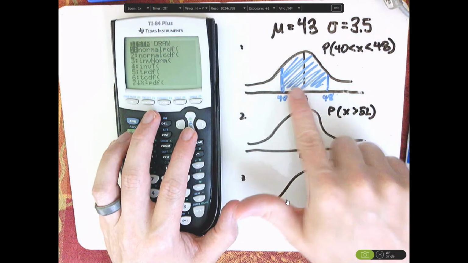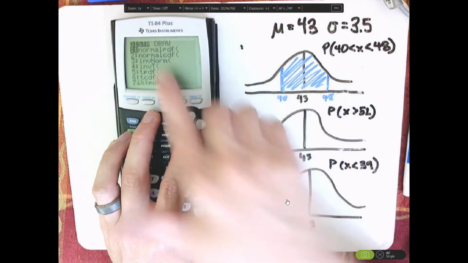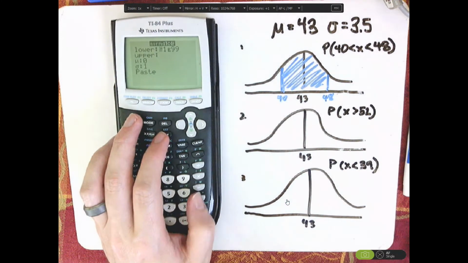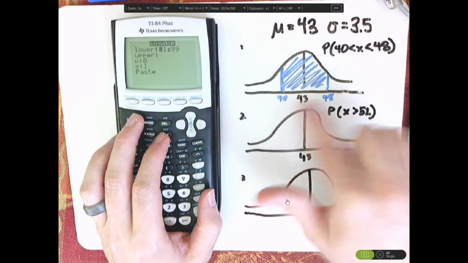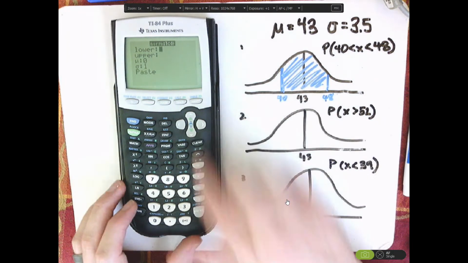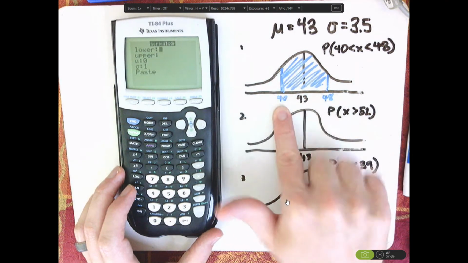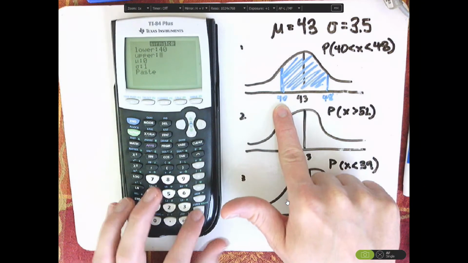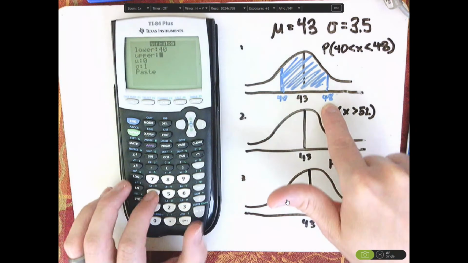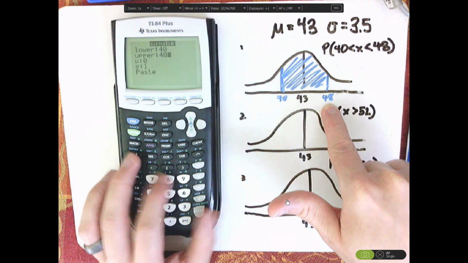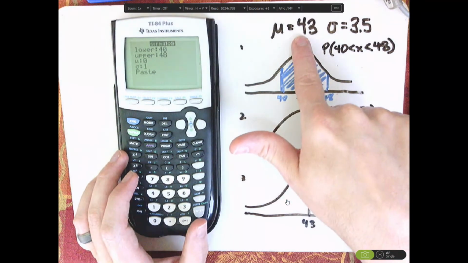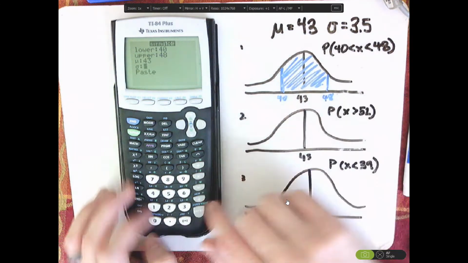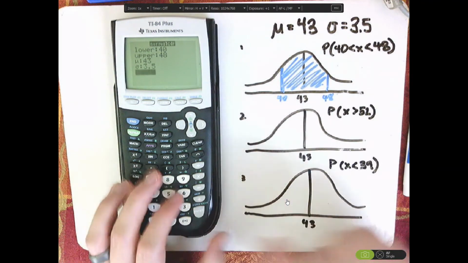So this is a normal distribution, so we're going to use normal CDF. And notice how this is in between. Clear that for a moment. So 40 is the lower. Read it from left to right. 48 is the upper. 43 is our mean. And 3.5 is our standard deviation.